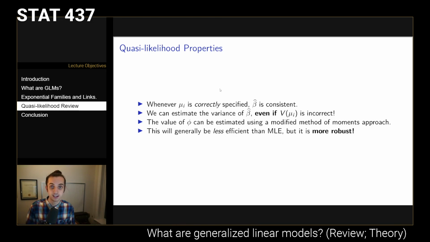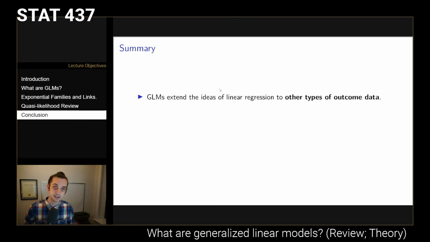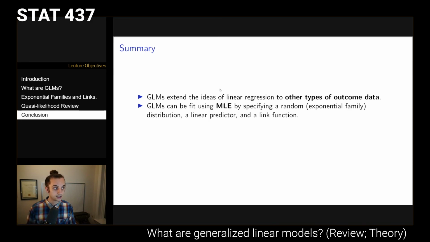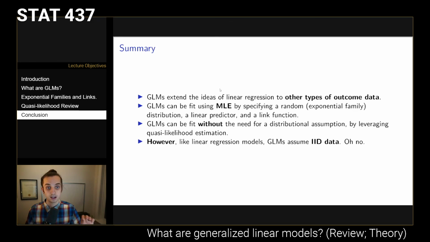So we get this robustness to misspecification at the cost of needing additional data. So, in summary, GLMs extend the idea of linear regression to other types of outcome. They can be fit using maximum likelihood estimation by assuming an exponential family, specifying a linear predictor, and specifying the corresponding link function. They can also be fit without the need for a distributional assumption by leveraging quasi-likelihood estimation. However, like with linear regression models, GLMs require IID data, okay? And so I've said, oh no, because that was the whole reason that we needed marginal models for continuous outcome data in longitudinal data. Well, we're going to need a similar type of thing in order to analyze longitudinal data that are not continuous. And so that's where we're going to be going next with this.